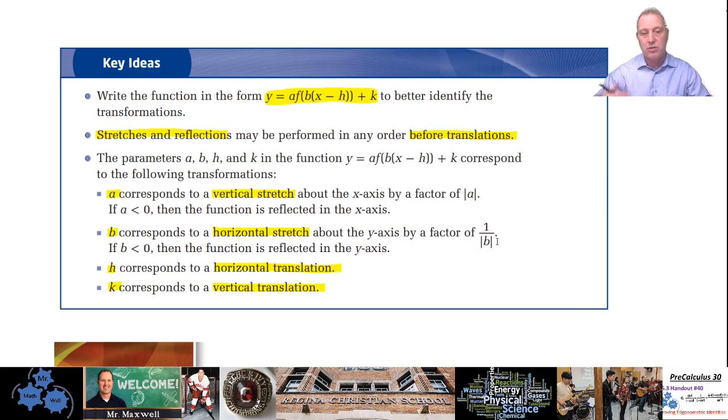Okay, if something is 2 times as big, negative 2 times as big doesn't really make sense, right? The negative is the flip. And the actual number, that's why they put absolute values there, the actual number is how much it's stretched or compressed. H, horizontal translation, K, vertical.